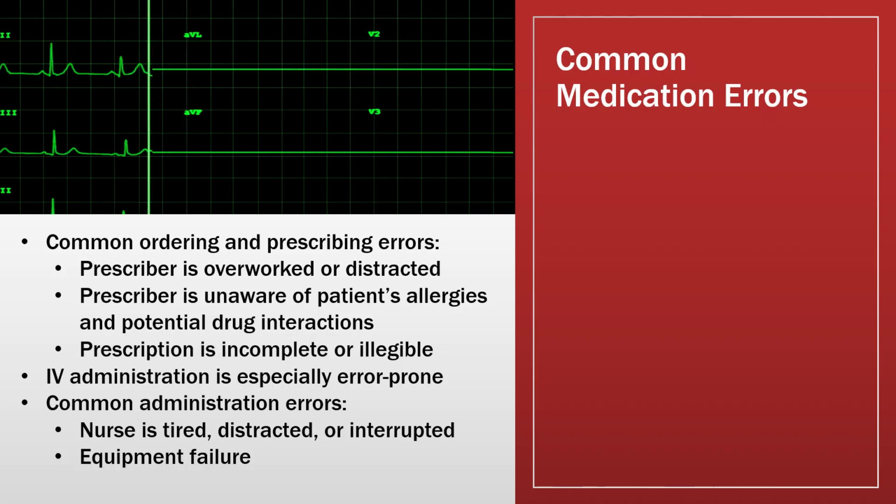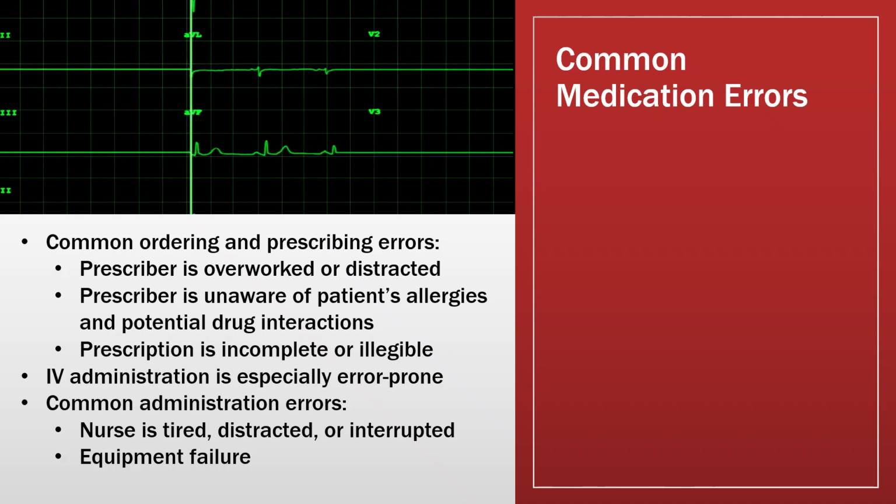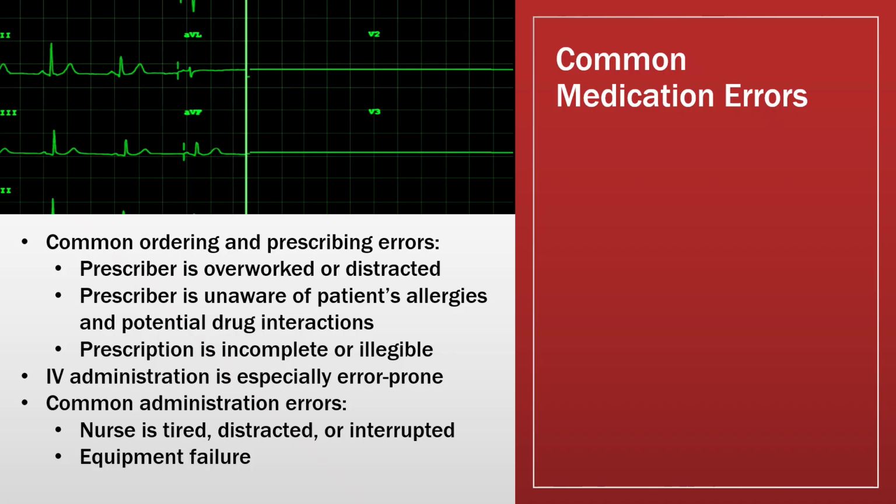A nurse who is tired, interrupted, or juggling too many tasks might make a mistake. Sometimes it's not human error at all, but equipment failure. An infusion pump that malfunctions or a barcode scanner that doesn't work properly. Imagine the scenario. A nurse on a busy unit starts an IV medication, trusting the infusion pump to regulate the dose. Midway through the shift, the alarm fails. Without a safety check, the patient could receive too much too quickly.